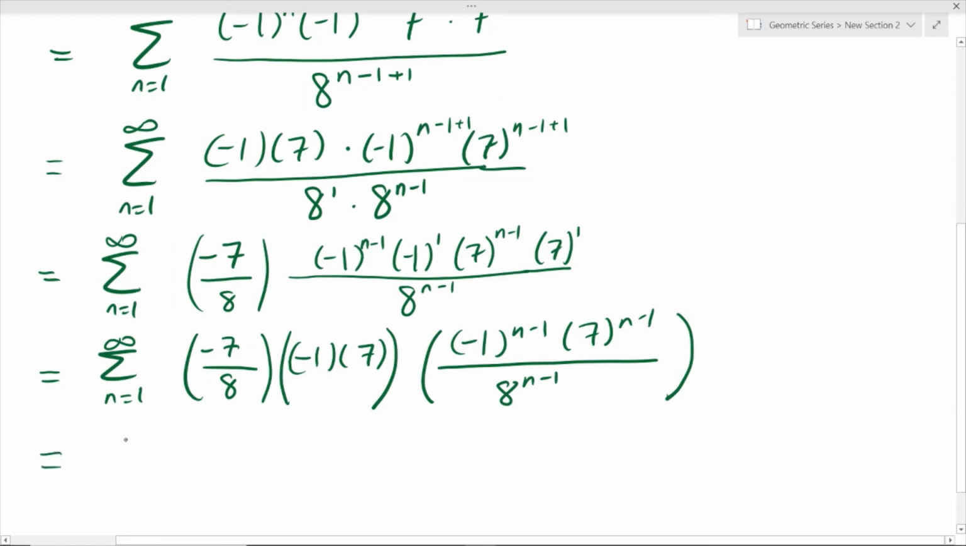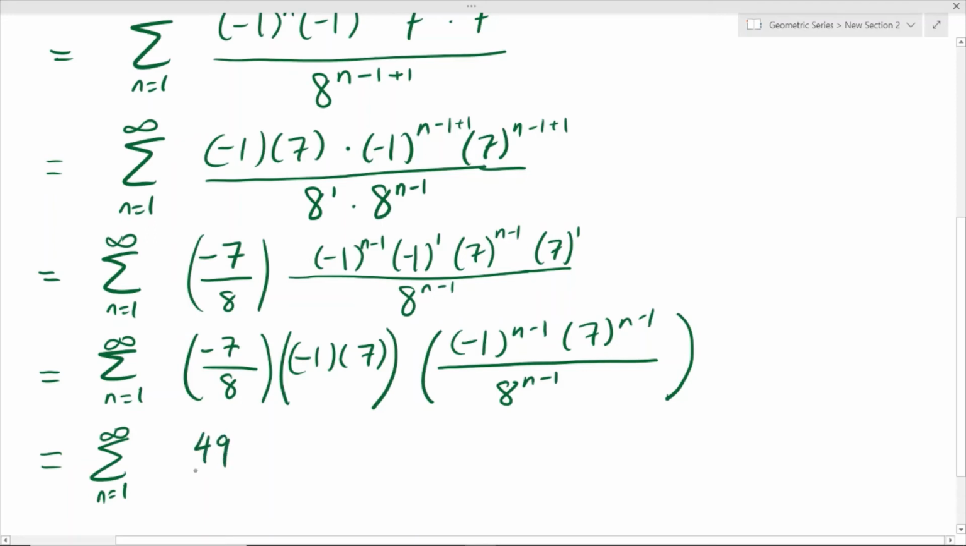Now the next step is we can combine these together. So negative 7 times negative 1 times 7, it's like saying negative 7 times negative 7. Well, two negatives make a positive, so it's going to be 49.